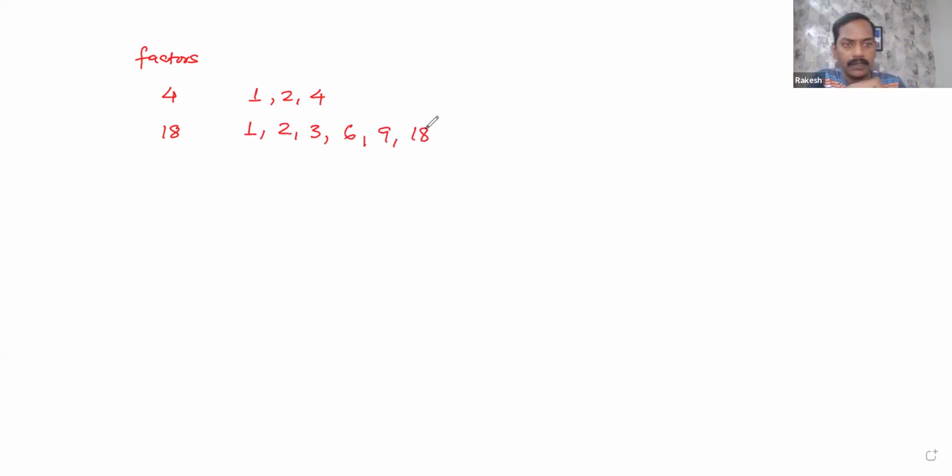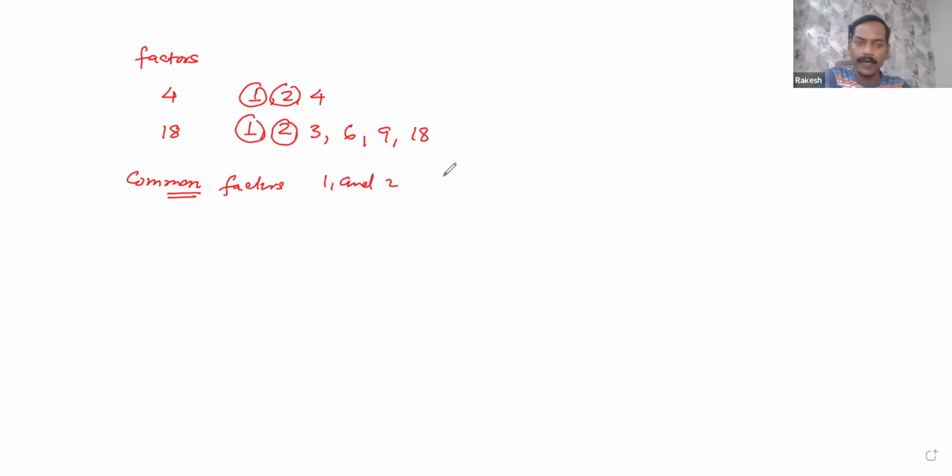Now my objective is to find whether there is anything common between the factors of these two numbers. 1 is a factor of 4, and 1 is a factor of 18 also, so 1 is a common factor. 2 is also common. Other than these two, no factor is common. 4 is a factor of 4, but doesn't appear as a factor of 18. Similarly, 3, 6, 9, and 18 are not factors of 4. So the common factors for these two numbers are 1 and 2. I hope you have understood it.